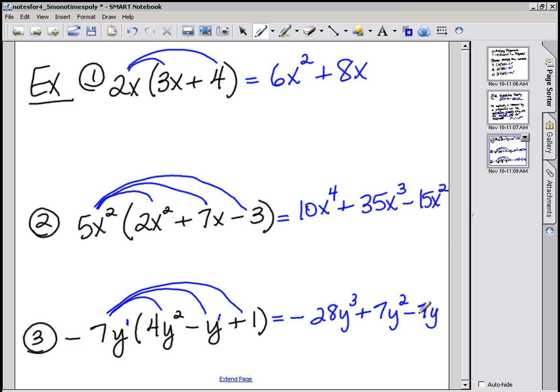So this is the first step to understanding how to multiply polynomials, to be able to multiply a monomial and a polynomial together. In my next video, I'm going to talk about how you multiply a polynomial times a polynomial.